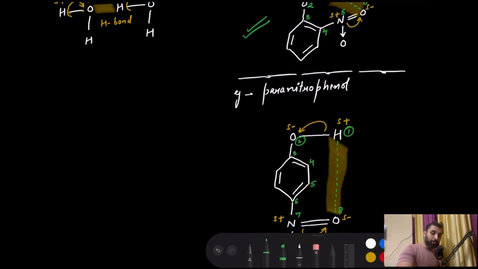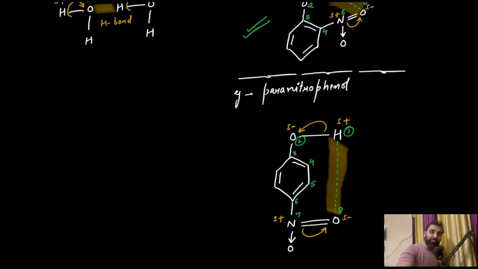But I have already told you that in intramolecular hydrogen bond formation, the new ring that has been formed will be only 5 or 6-membered. In the intramolecular hydrogen bond formation, the members of new ring formed will be only 5 or 6. But in this case, we got 8. So this para-nitrophenol will not form intramolecular hydrogen bond.